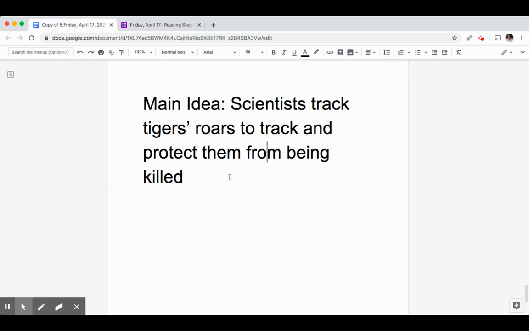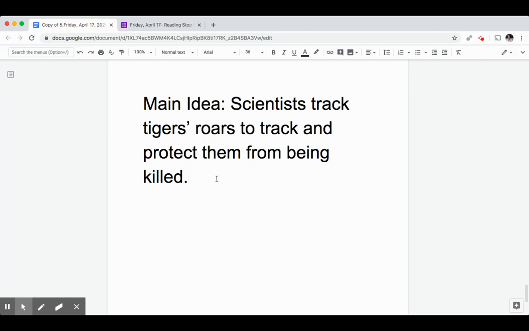An example main idea for this text that connected both the topic of the text to what the author was trying to teach us throughout the entire text could have been that scientists track tigers' roars to track and protect them from being killed. This main idea connects back to the entire article and what the author was trying to teach us about tigers throughout the article.